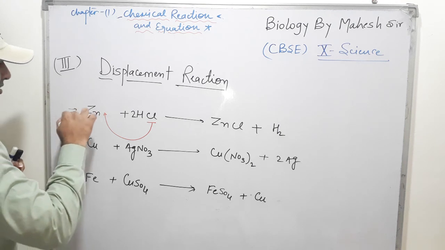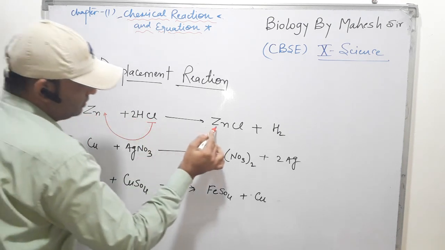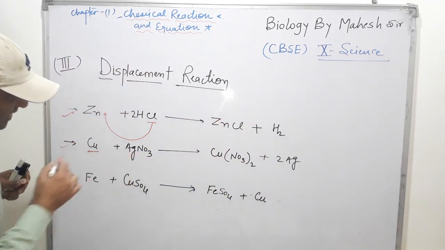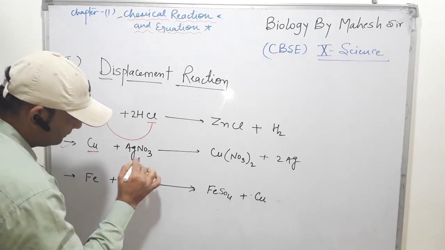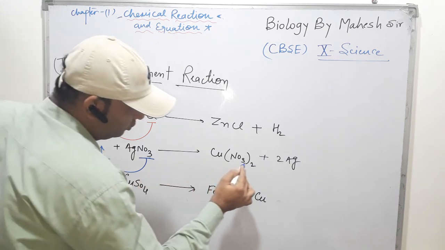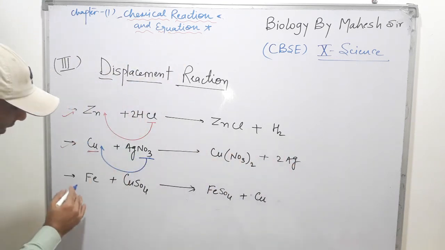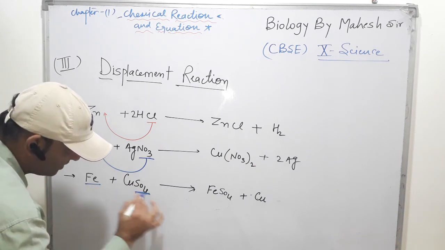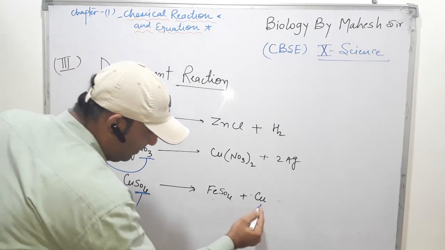First example, zinc plus 2HCl. Here the chlorine shifts to the zinc and produces ZnCl plus H2. Second example, Cu plus AgNO3. Here the NO3 functional group shifts to the Cu and produces Cu(NO3)2 plus 2Ag. In third, Fe plus CuSO4. Here SO4 is the functional group which shifts to the Fe and produces FeSO4 plus Cu.